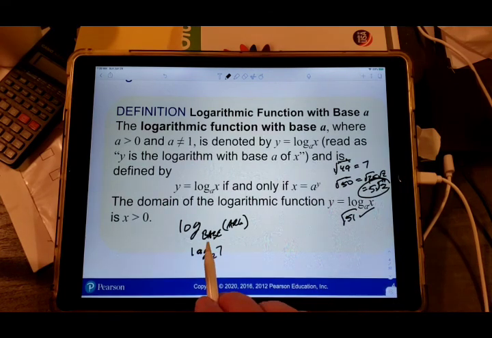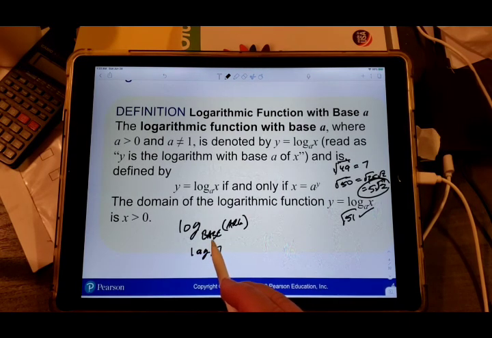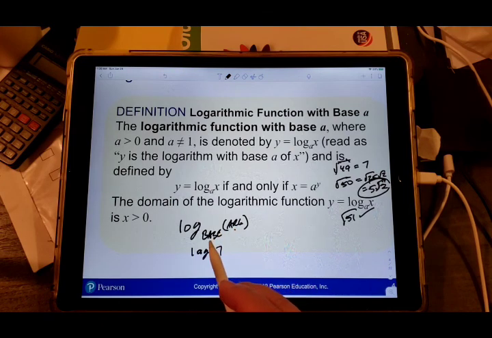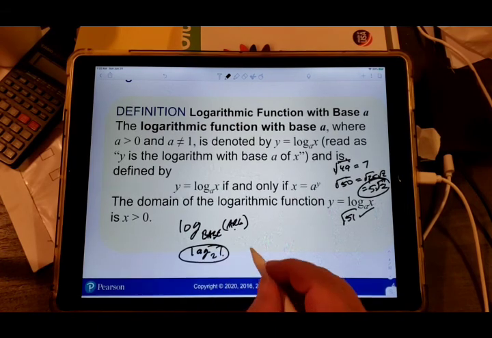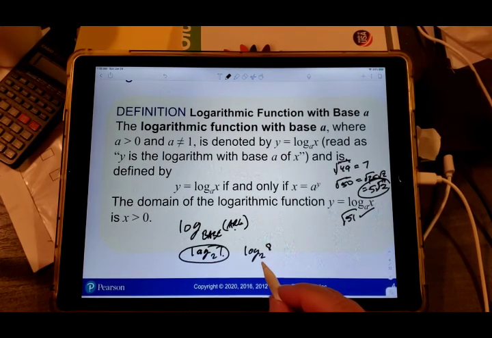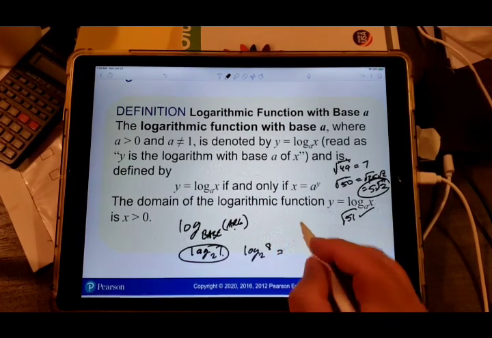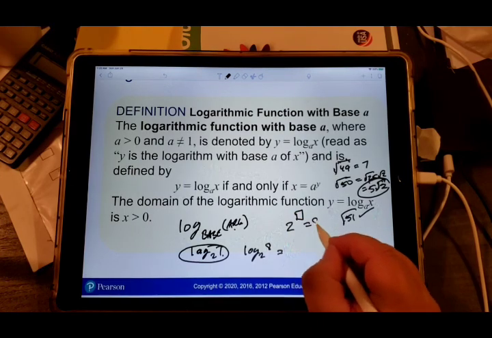All right. But what does it mean? What do both these mean? Well, what it means is we are looking for the exponent that I put on the base to get the argument. The exponent we put on the base to get the argument. So it's the exponent I put on 2 to get 7, for example. Now, that one doesn't work very well, so we just leave it this way. But if I'd said log base 2 of 8, what is this asking? The exponent I put on 2 to get 8.